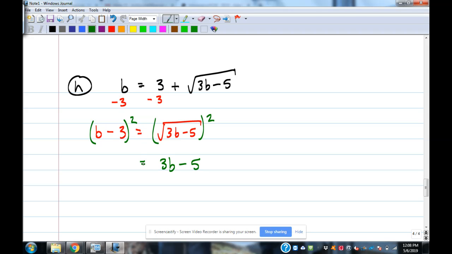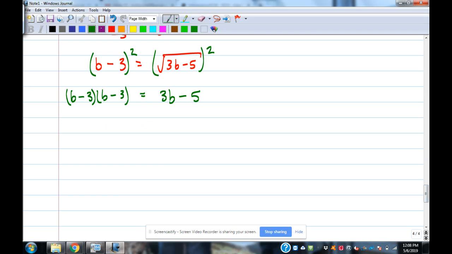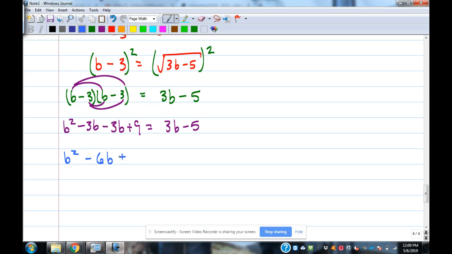That side's the easy side. This side we got to do some math. B times b, b squared, minus 3b. So that's distributing b to both of them. Now distribute negative 3. So that'd be another minus 3b, and that'd be a plus 9. I would simplify from there. B squared minus 6b plus 9 is equal to 3b minus 5.